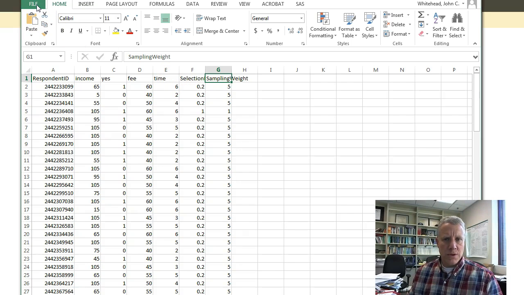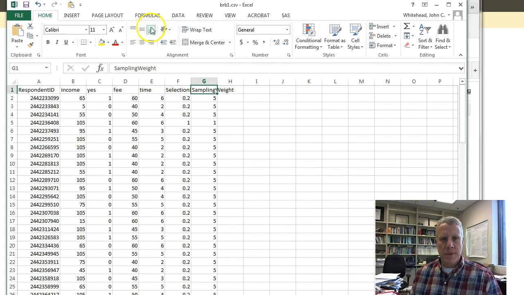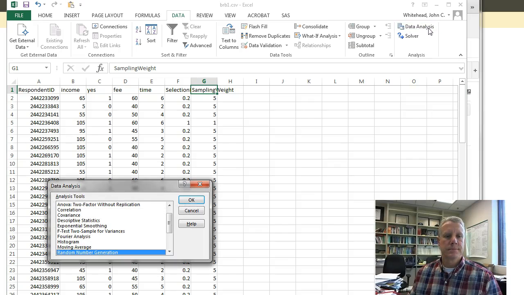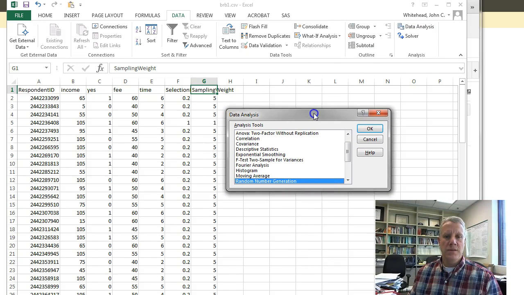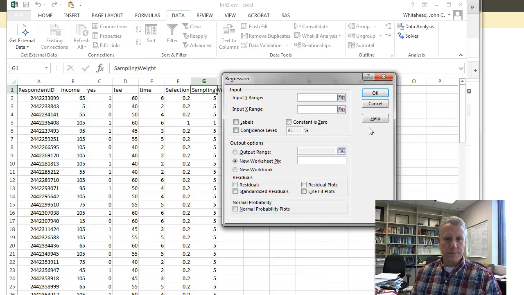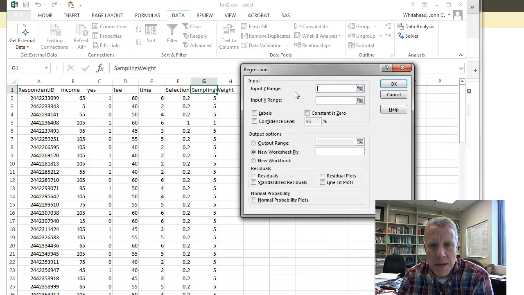So I want to analyze this with ordinary least squares regression. So if I click on data and data analysis in Excel, the data analysis box pops up, and I want to estimate a regression model. So click OK, and I need to select my independent and dependent variables.